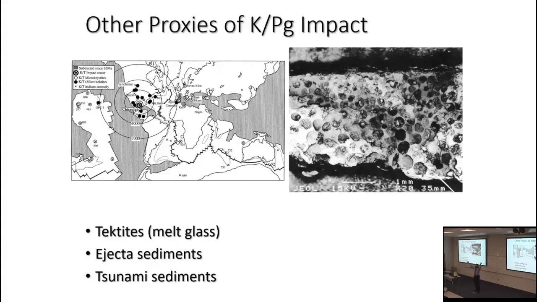It goes to a molten state. When it gets to the lower levels of the atmosphere, it chills. It doesn't have time to crystallize, so it forms a glass rather than a crystal. And here we see a bunch of spherules, of spheroidal tektites from the boundary.